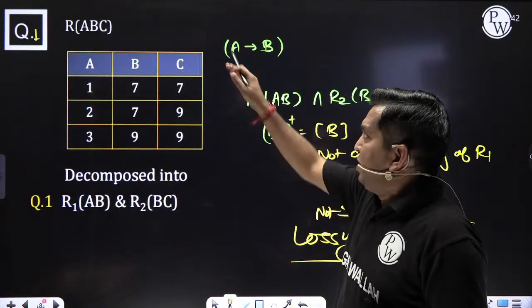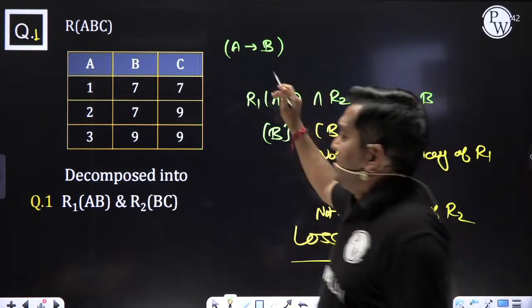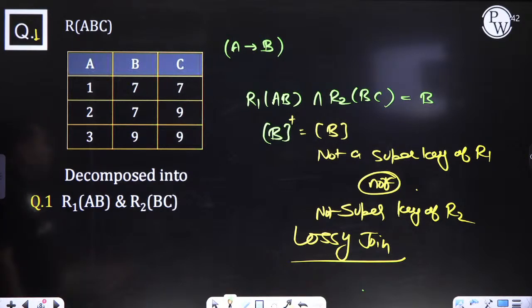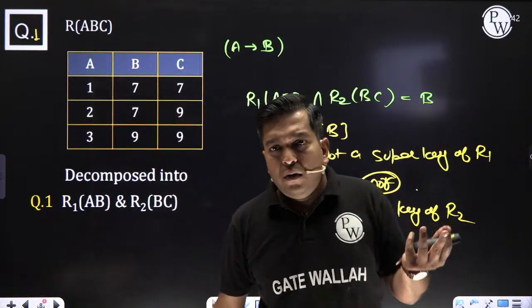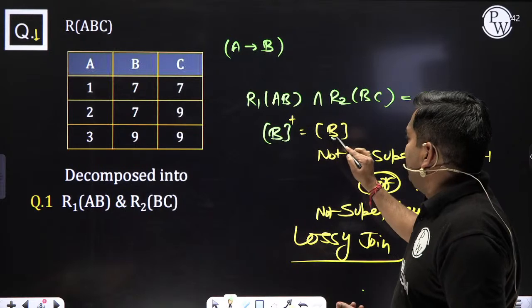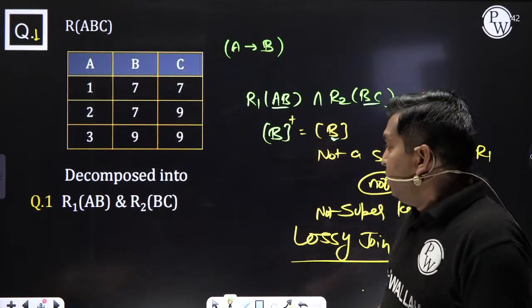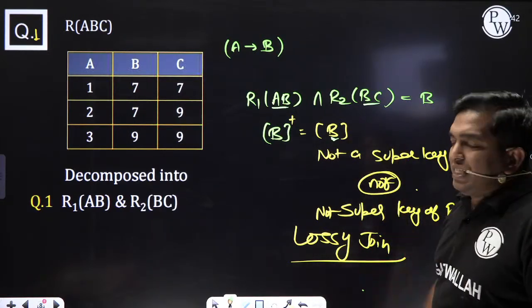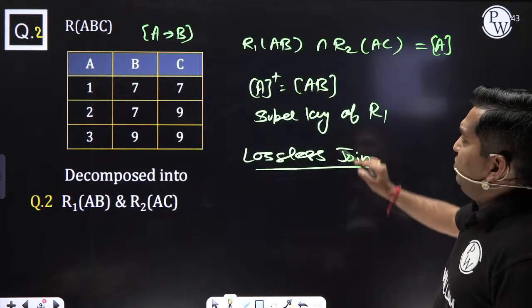Like here, I have taken example number 1. Here R1 is AB and R2 is BC, and the FD given is A determines B. What is the common attribute? B. When you take the closure of B, you are not getting anything else, only B. Meaning, neither AB nor BC. So it is not a super key of R1 and not a super key of R2, so it is a lossy join. Clear?